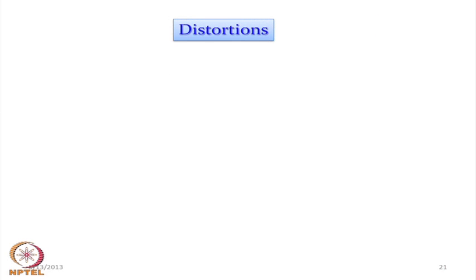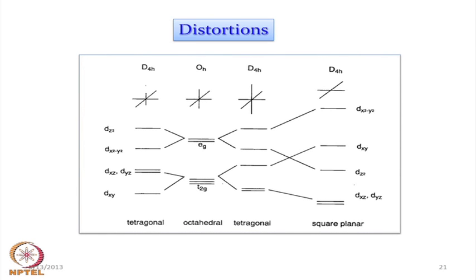Now we just move on to the different types of distortions that we can have from a regular geometry. So we will see that for octahedral geometry, in this octahedral situation, we find that all the ML bonds are the same. So when all the ML bonds are the same, we have the regular geometry, which is the typical octahedral geometry, with t2g and eg as the two levels, and is octahedral in size and shape.